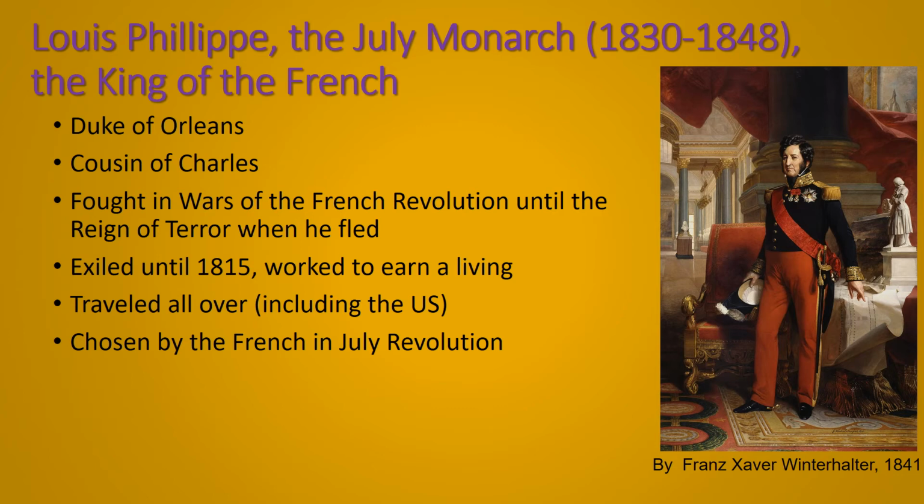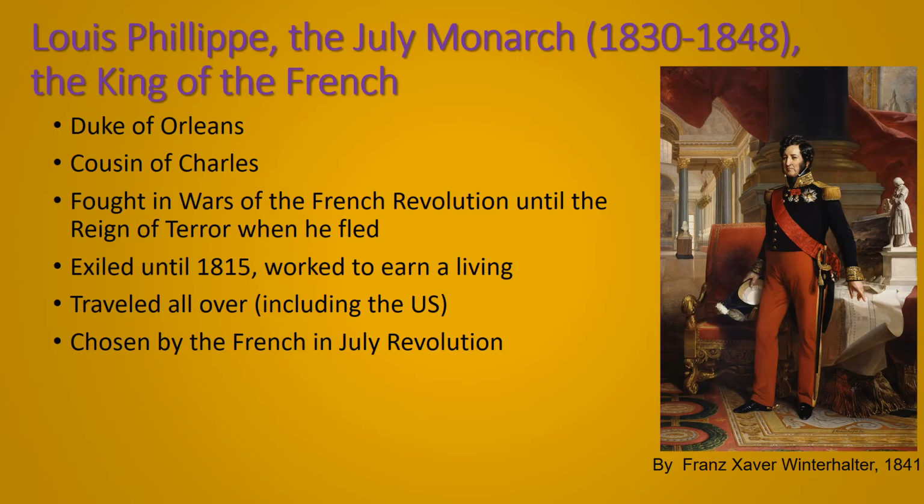Louis was the Duke of Orleans. He was a cousin of Charles. He had fought early in the French Revolution. He and his father had both supported the early French Revolution. And then the Reign of Terror set in, and he was like, oh, I'm the Duke of Orleans. They don't really like nobles. They're going to kill me.